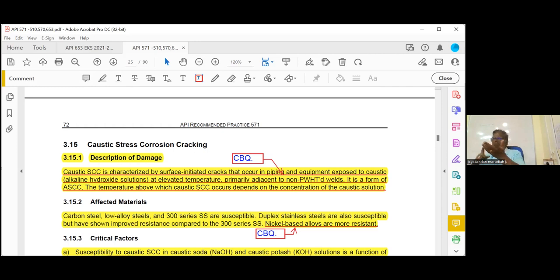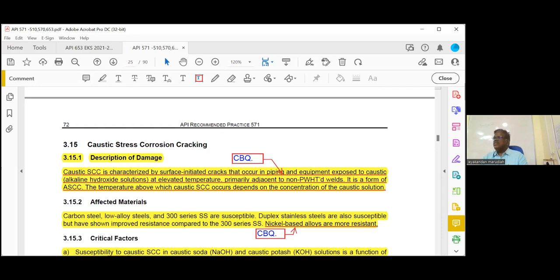If you are doing any major repair or alteration, or if you are changing the service to a more severe service, we will go for the hydrostatic test. So only in the hydro test will the brittle fracture happen. So how do we monitor whether brittle fracture is starting?